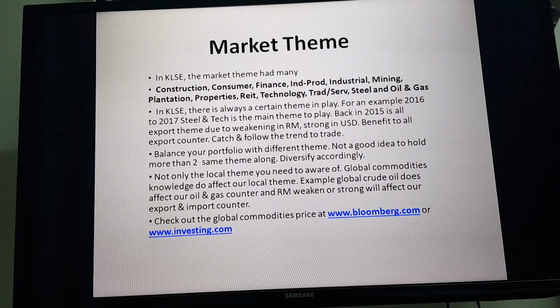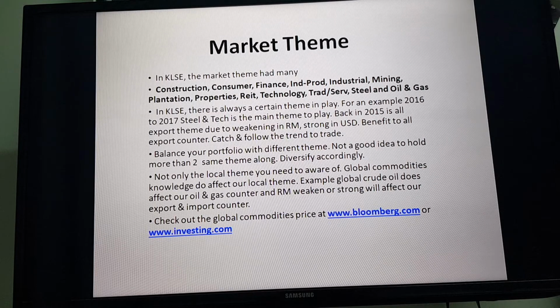So you need to know how to catch and follow the trend to trade, because the trend is your friend. Don't go against it. If you know that day itself the theme is all export counters, you just pick one of the export counters, along with good fundamentals, and of course on an uptrend basis. Then from there you can get profit from it.